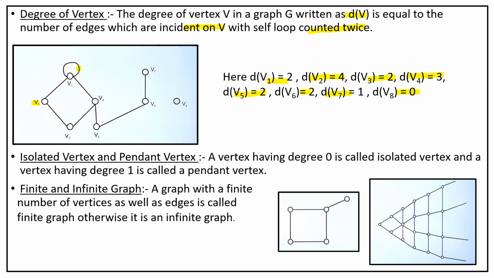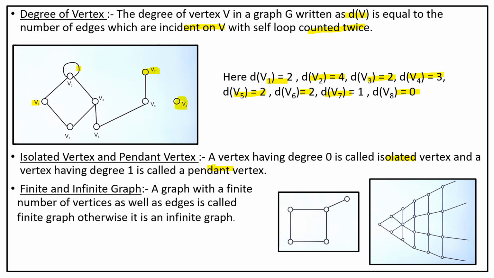Now coming to isolated vertex and pendant vertex. A vertex having degree 0 is called an isolated vertex. As you can see in this example, V8 is an isolated vertex because it has degree 0, and a vertex having degree 1 is called a pendant vertex. We can see here that V7 is our pendant vertex because it is only connected to V6, so it has degree 1 and is known as a pendant vertex, whereas V8 is not connected to any other vertex, so it is called an isolated vertex.